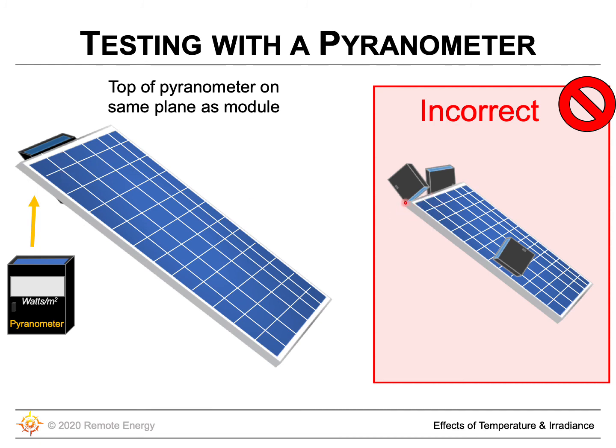Here are some incorrect ways of doing it. So here we have the pyranometer up really high. Here we have it on top of our module and it's creating shade. Here the reference cell is facing downward, so it's not going to see the same amount of watts per meter squared. So that's how you would use a pyranometer.